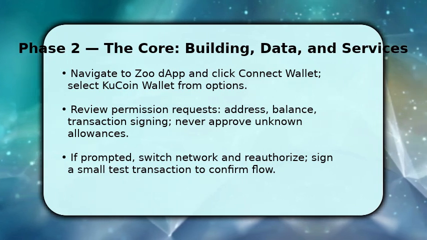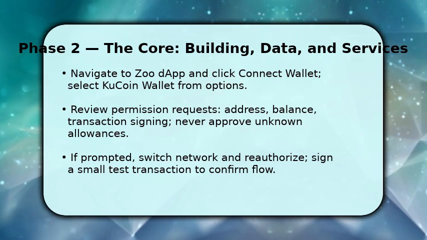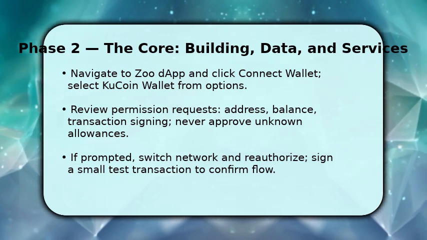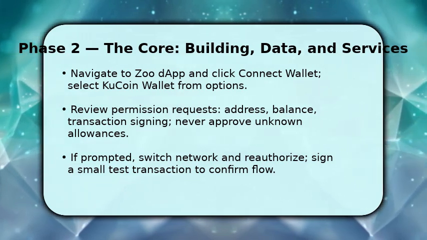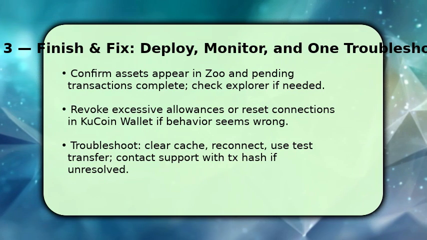If the chain mismatches, Zoo will ask you to switch networks. Accept that change in KuCoin Wallet. Then sign a small test transaction to verify Zoo can request and receive signatures from your wallet. To finish, confirm your assets and any Zoo-specific tokens show up in the D-app.